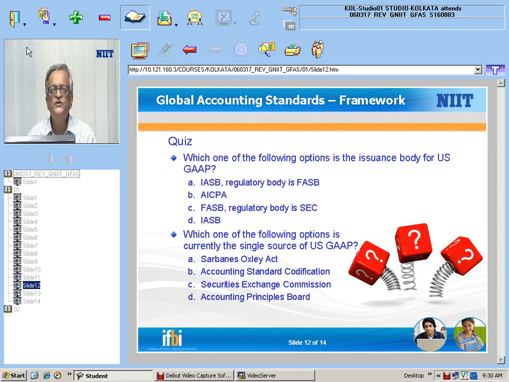Which of the following options is the issuing body for US GAAP? Who issues US GAAP? A, B, C, D. Which is the correct answer? Please raise your hand and tell me. Everybody should respond. I'm seeing only 2 or 3 people responding, which is not proper. Everybody should raise your hand and answer the question.